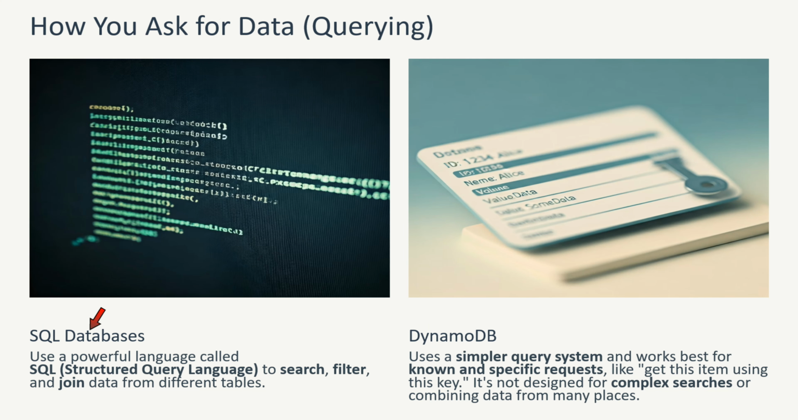SQL databases use a powerful language called SQL, which is nothing but Structured Query Language, to search the data, filter the data, and join the data from different tables. DynamoDB uses a simpler query system and it works best for known and specific requests, like get this item using the specific key. And DynamoDB is not designed for complex searches or combining data from many places.